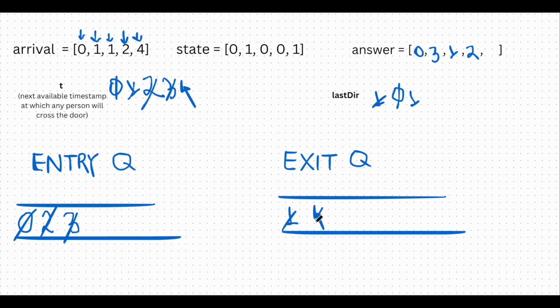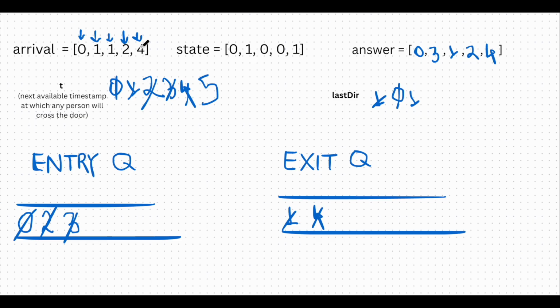So we will remove this person, and we will put t as 4, and then the last direction is still 1, and then we increase t to 5, but the exit queue is empty. So now we check the entry queue, but it is again empty, meaning that we have iterated through all the people and all have been assigned a time. So now there is one interesting change.